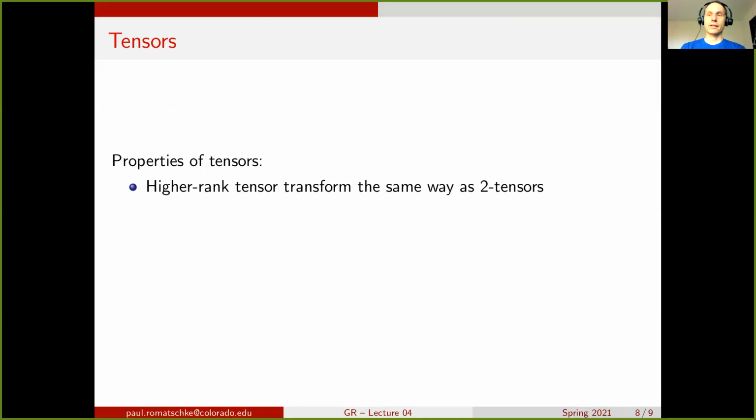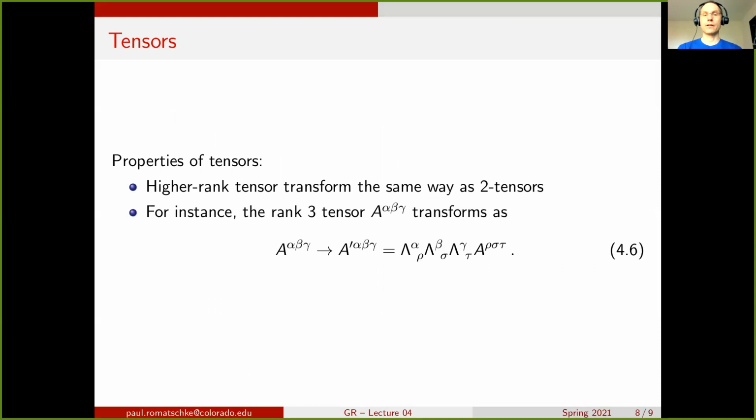Higher rank tensors then just generalize the transformation rule of the rank 2 tensors. Basically, every index gets a Lorentz transformation matrix. If we think of a particular rank 3 tensor, A alpha beta gamma, then that transforms to the prime frame by stringing together 3 Lorentz transformation matrices that carry the indices alpha, beta, and gamma upstairs, and new indices rho, sigma, and tau downstairs that contract with the original symbol A rho sigma tau.